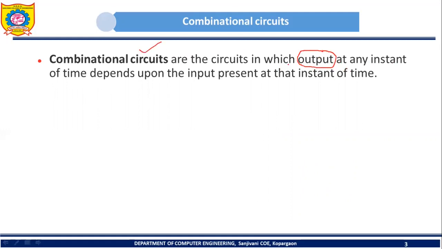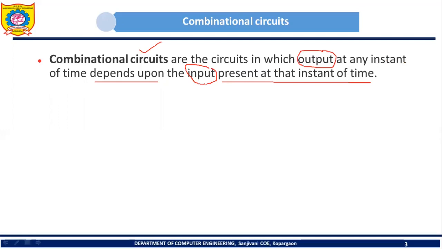So the output which is generated by combinational circuit, right? So output at any instant of time, output at some particular time depends on, okay. So output depends on what? Output depends on input, but which input? The input present at that instant of time. Very simple definition.